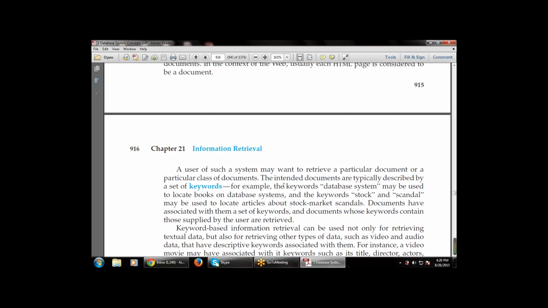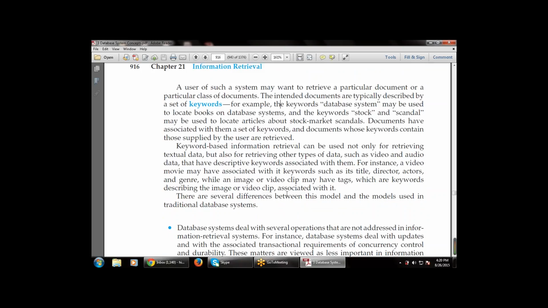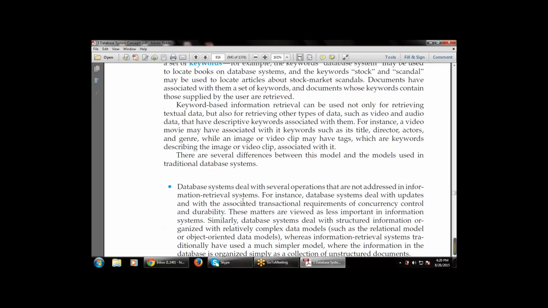An image or video clip may have tags, which are keywords describing the image or video clip. And there are various differences between these models, and the models deal with various operations.